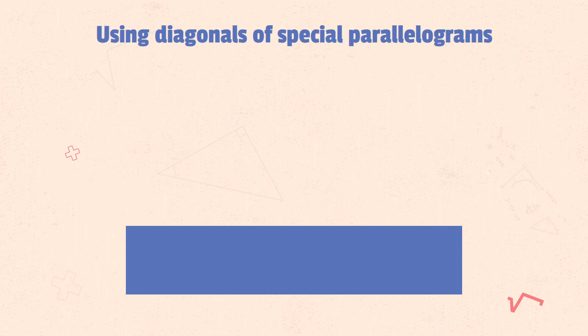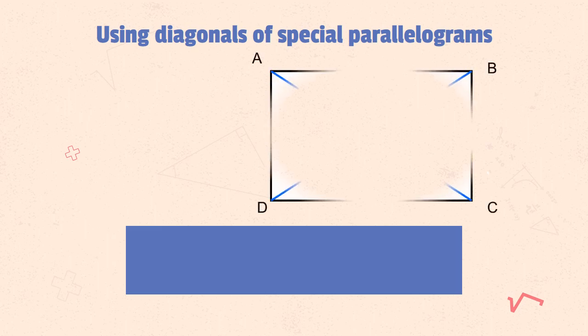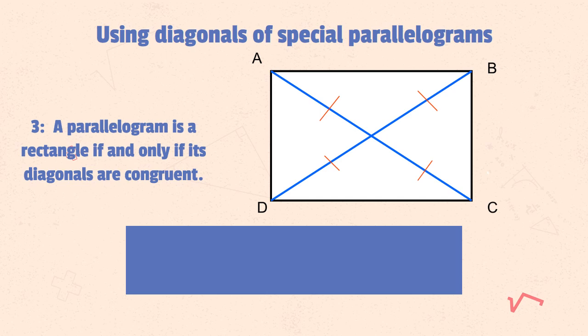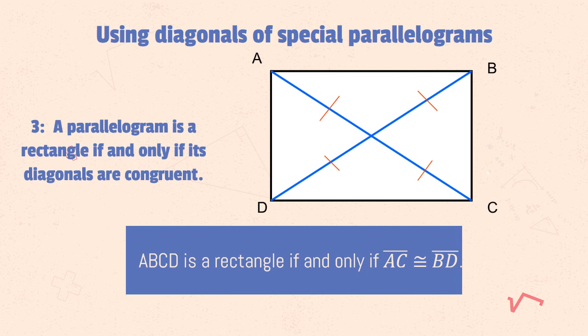Let's continue with the diagonals of special parallelograms. Here we have a rectangle, and the theorem says the following. A parallelogram is a rectangle if and only if its diagonals are congruent. So, in the figure, ABCD is a rectangle if and only if the length of the segment AC is congruent with the length of the segment BD. AC and BD are diagonals.